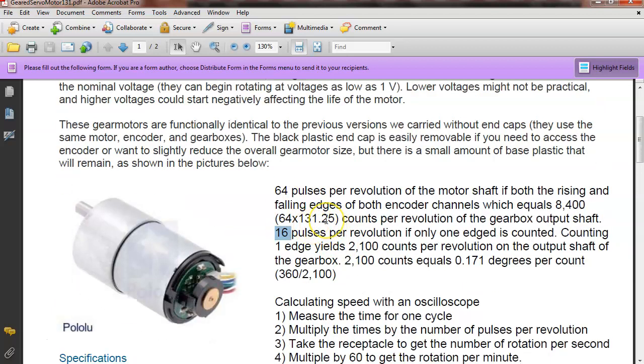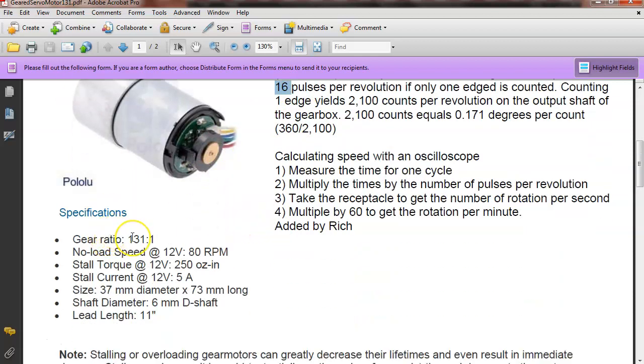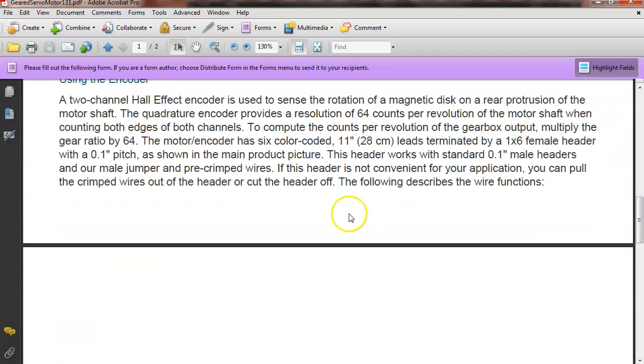This is not exactly it, this is the spec right here. I don't know where they got this. This is the gear ratio, 131 to 1. Then I'm going to multiply that times 16. 2096. So that means we get 2,096 pulses for every revolution of this shaft. For one revolution. So this is the output right here.